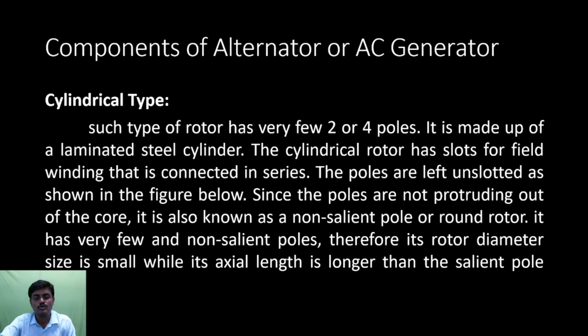This is also known as the non-salient pole type or round rotor type alternator. Therefore, its rotor diameter is small while its axial length is very large. Compared to this, in the salient pole type we have a large diameter and small axial length. In the smooth cylindrical type the diameter is less, but the axial length is somewhat high compared to the salient pole type rotor.